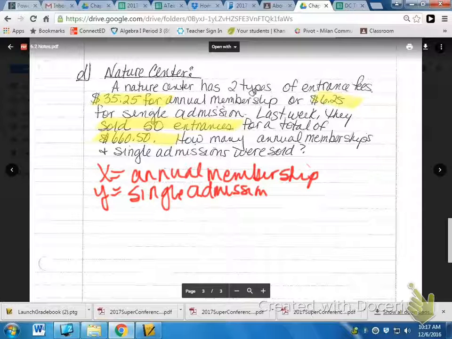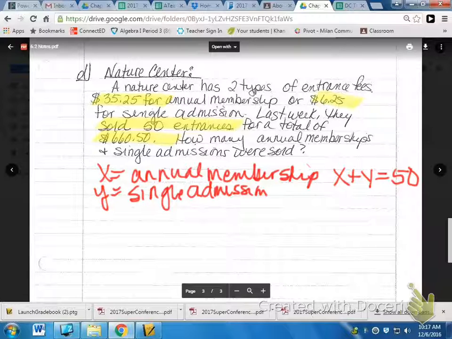Who can tell me what they think the one would be with quantity? Ariana, what are you thinking? X plus Y equals 50. They sold a total of 50 entrances. We don't know which is which, but there was a total of 50.